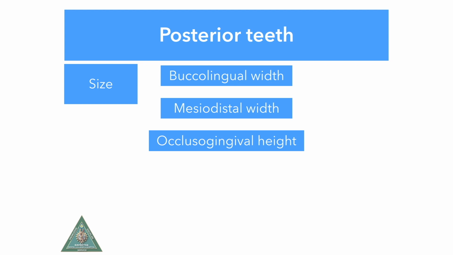Mesiodistal width for the lower arch is behind the canine and anterior to the retromolar pad, and for the upper arch behind the canine and anterior to the tuberosity. You're not supposed to keep teeth right on top of the retromolar pad or the tuberosity. Occlusogingival height means the interarch space.